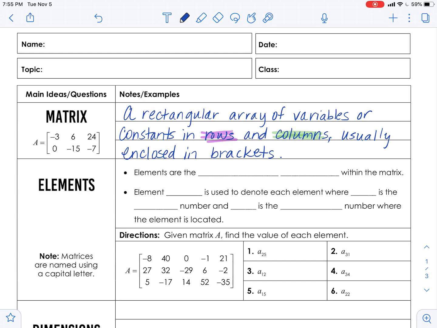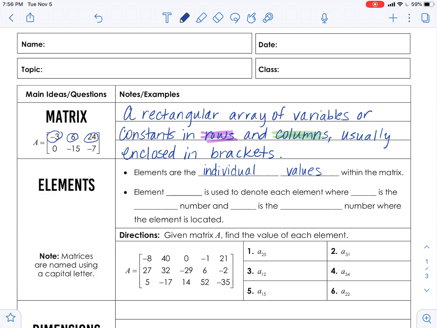Okay, the next word that we're going to look at is the elements. What are the elements? Well, the elements are the numbers like the 3, the 6, the 24. Those are the elements of the matrix. And so elements are the individual values within the matrix. So each individual value, a -3 would be an element, 6 would be an element, 24 is an element.